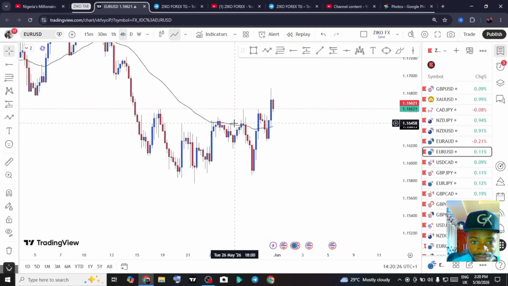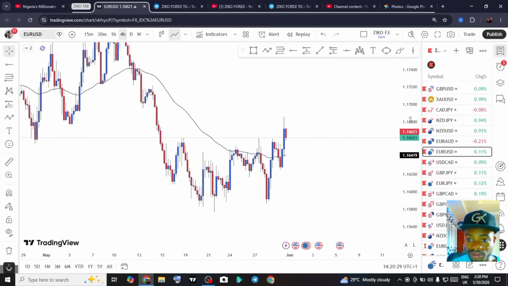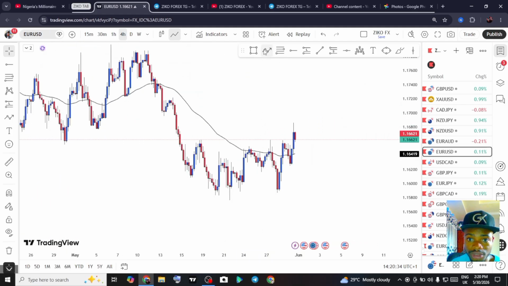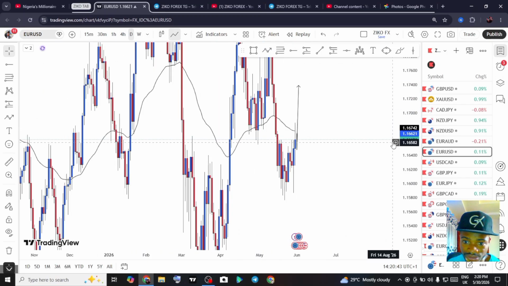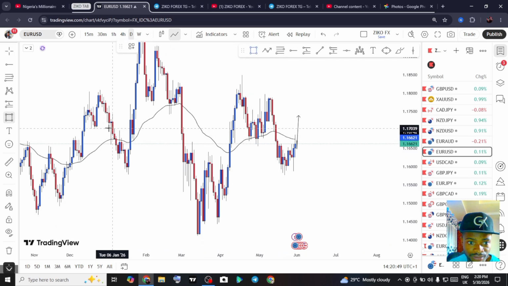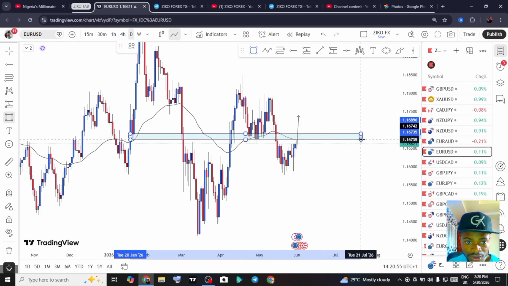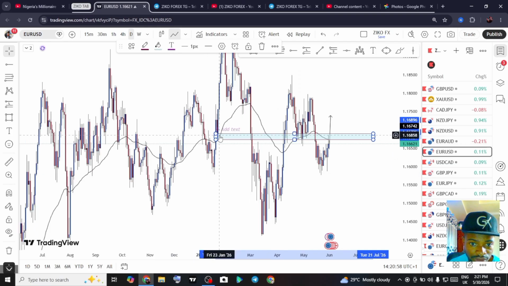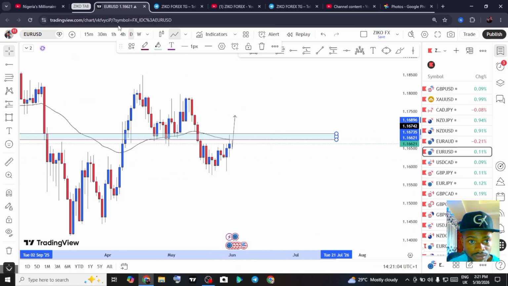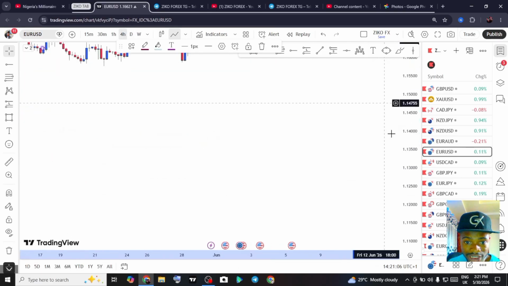4 hour time frame, it's actually bullish. So it's giving two signals. But if you're asking me for a direction, I will be looking for buys on this market. But I don't think I will actually be buying. Let me look at this well, please. We have an area here. Let me extend it to the left. Now, 4 hour time frame, we are currently at that area.